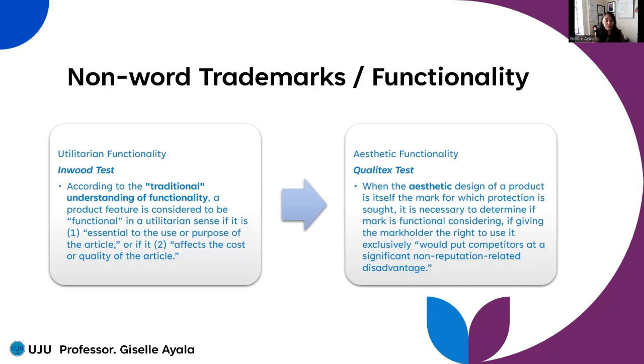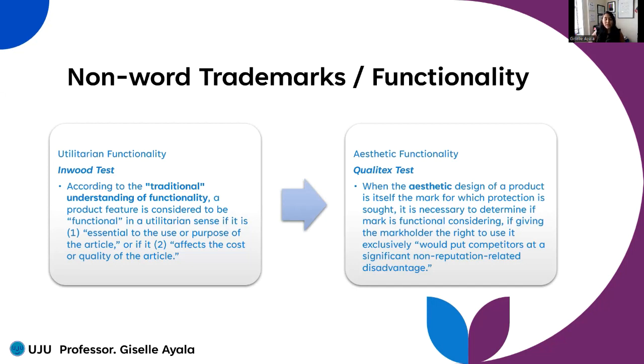So utilitarian functionality refers to two specific issues. When we think about the design of a product or the presentation of a service, we want to ask if that product design or product feature is essential for the use or purpose of that article, that good, or the provision of that service.